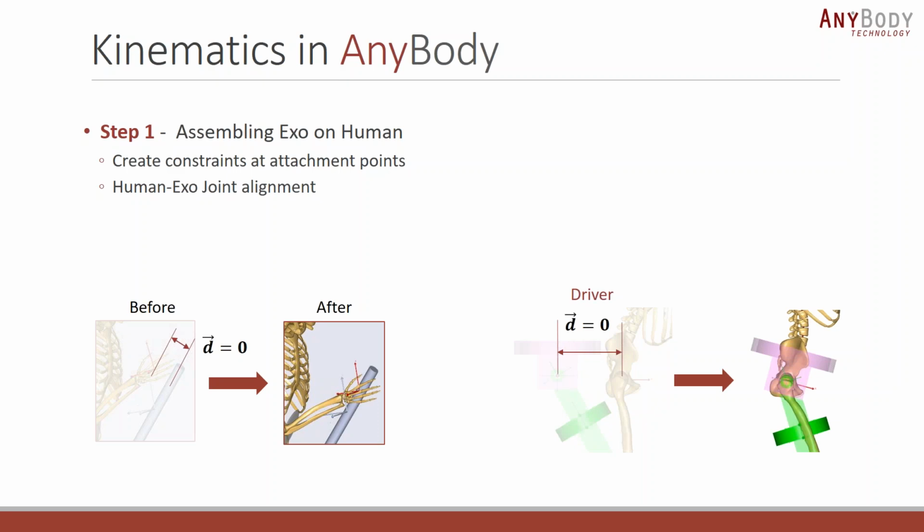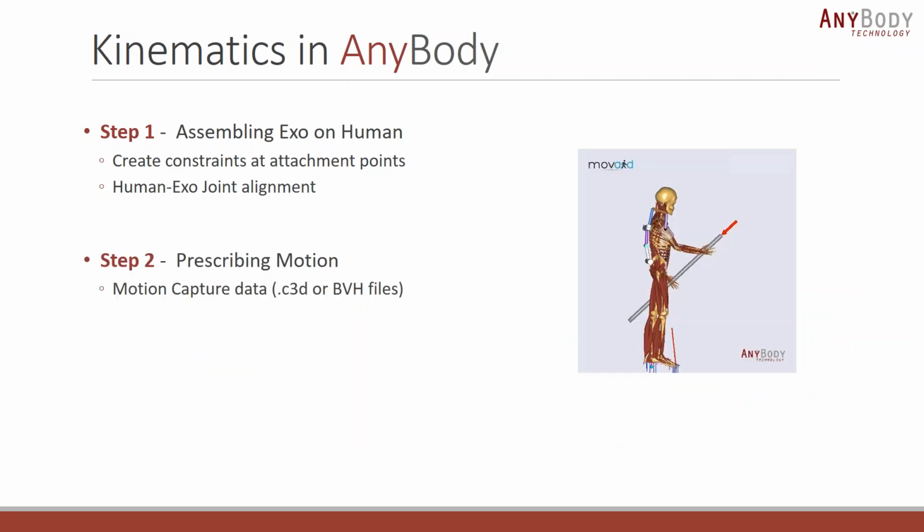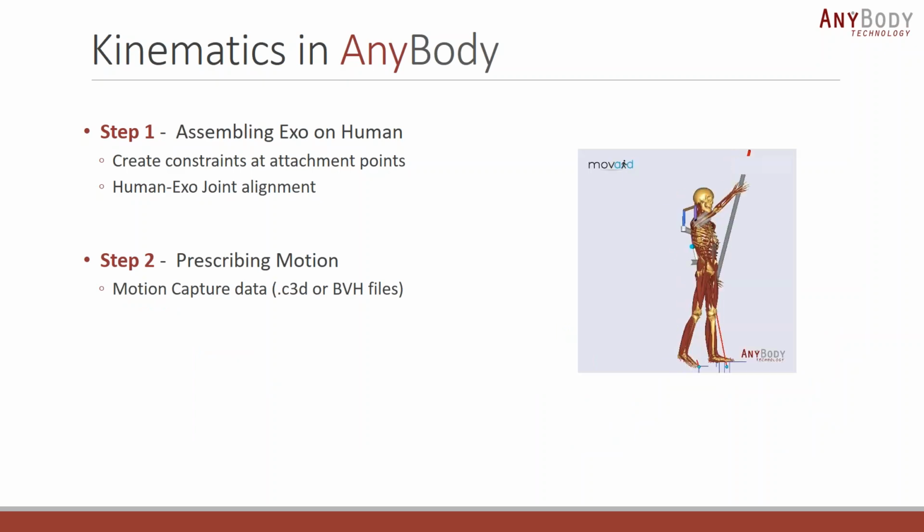Now, both the measures I've shown over here are measures of distance. You can see the vector d is a position vector in both these cases. But then you have measures for measuring the relative orientation between two coordinate systems, and measures that give you the position of the center of mass and so on. And you can put constraints on all of these measure values by using these drivers and actually create more realistic assemblies of your exoskeleton.